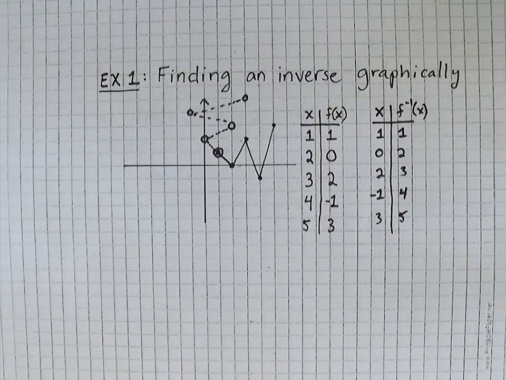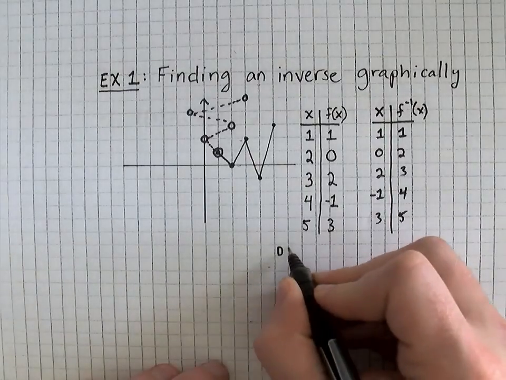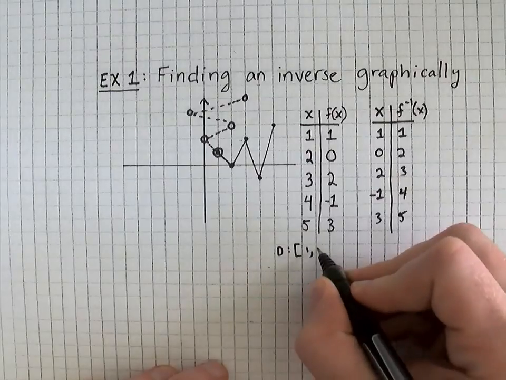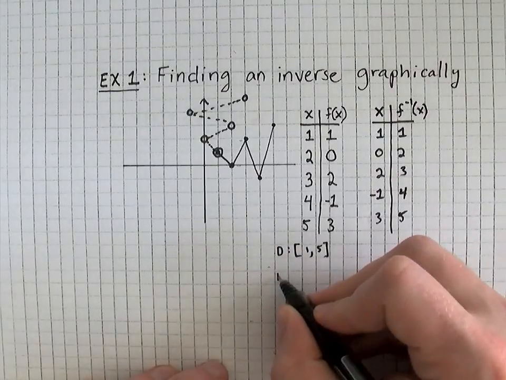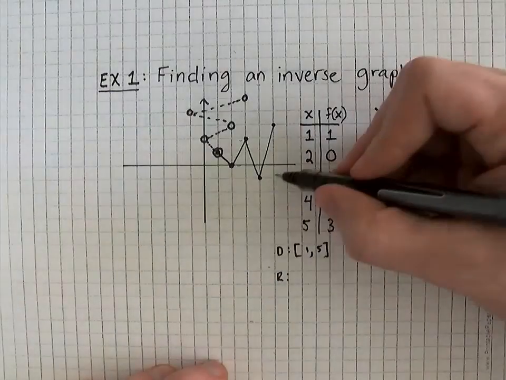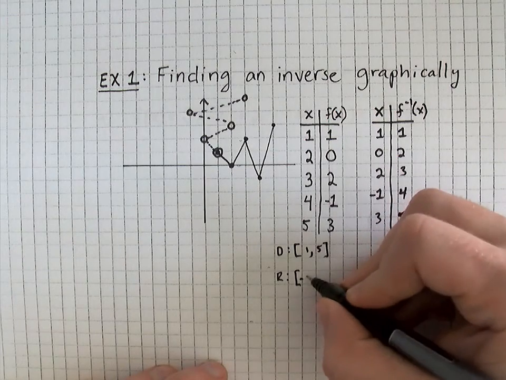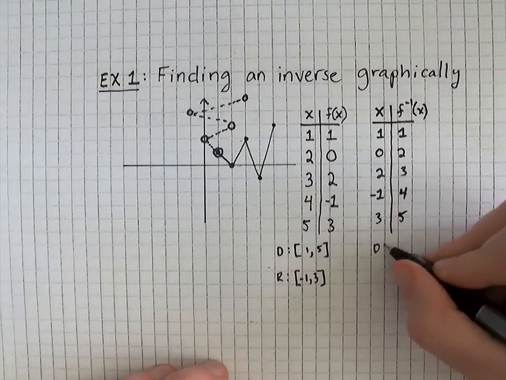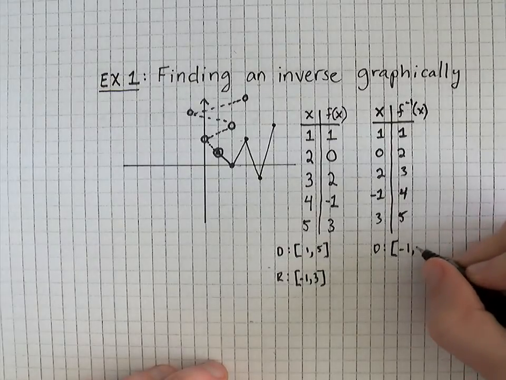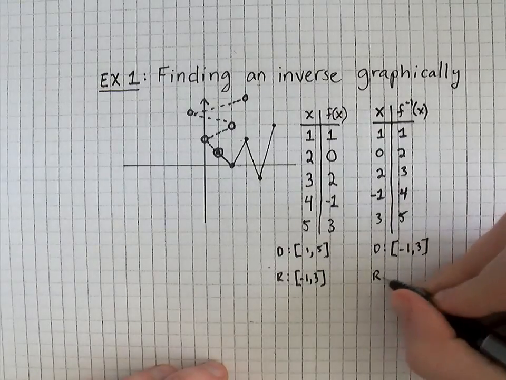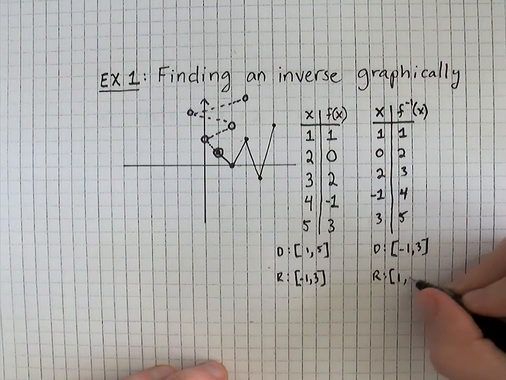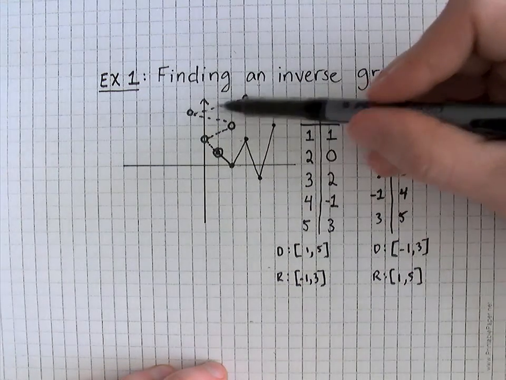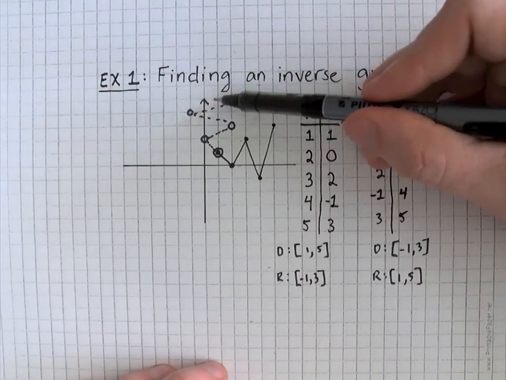I will point out here, before we go forward, the domain of the original was from 1 to 5, and the range of the original was from -1 to 3. Meanwhile, in our inverse, the domain was from -1 to 3, and the range was from 1 to 5. One last thing that I'll point out, the inverse is not a function. As we can see, it doesn't pass the vertical line test.